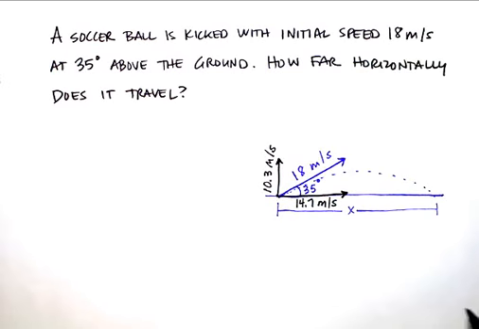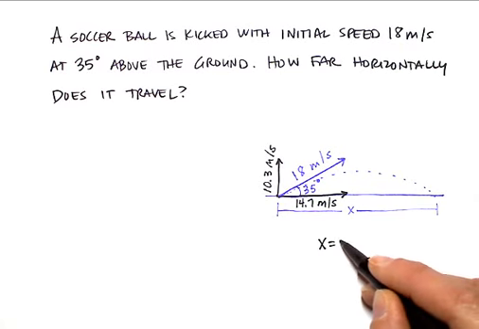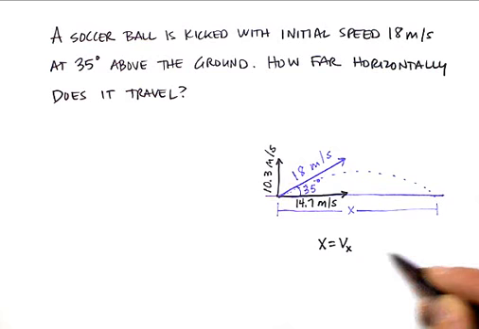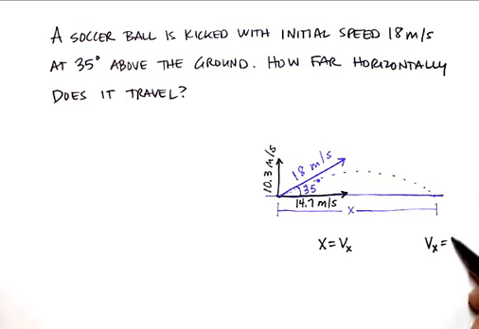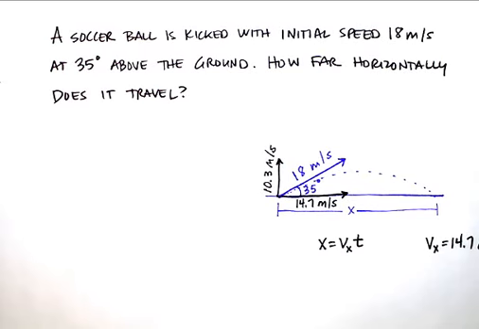So along the horizontal direction, we can almost find x. We would need to know the velocity in the x direction, which we have, and we would need to know the time that the ball is in the air. That's where the problem comes in. So let's switch over and look at the vertical part of the motion.